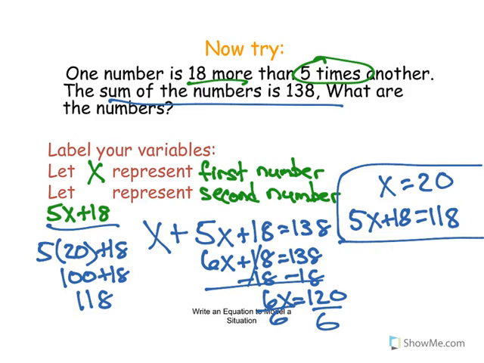All right, so what are the numbers? The numbers are 20 and 118. And if we check it, we add them up, we get 138. If we do 5 times 20 is 100 plus 18 is 118. There's our check.